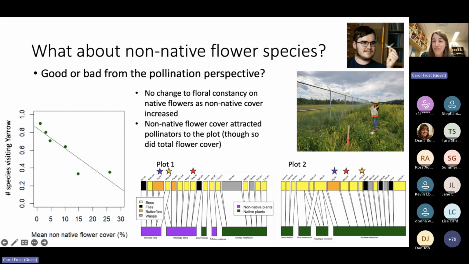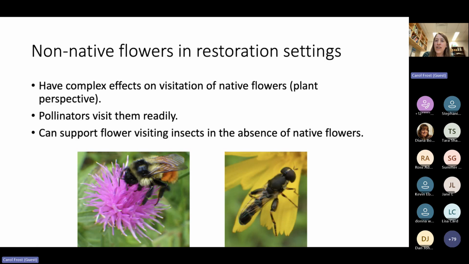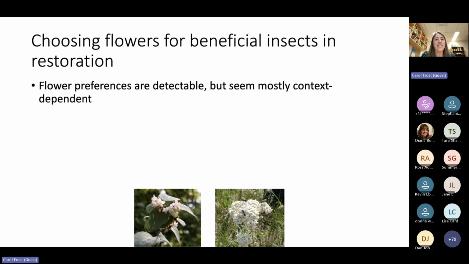No insects were visiting the native flowers that were left. So in that way, you can really see that non-native flowers are definitely better than no flowers for supporting flower visiting insects. So I'm nearly done. I'm just gonna conclude, sum up what we've talked about.